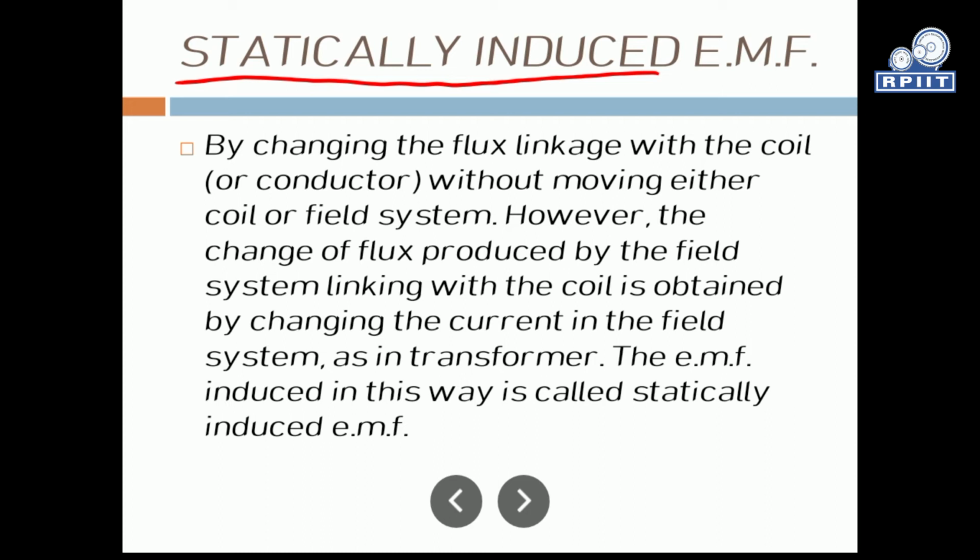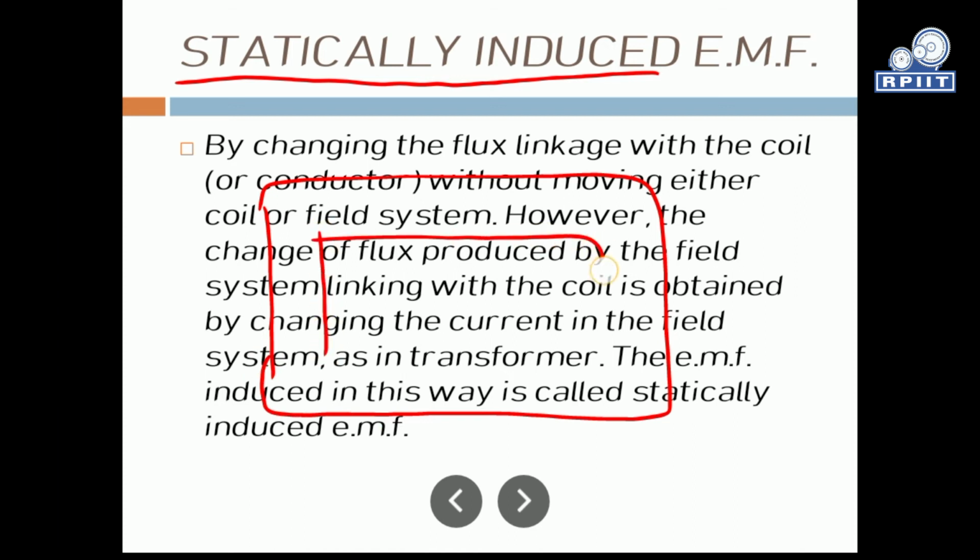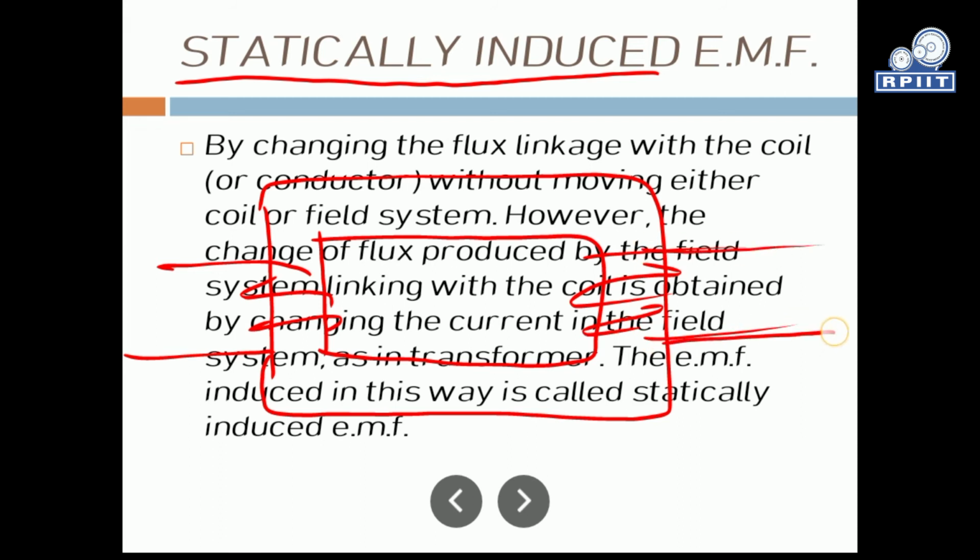Such type of induced EMF will occur in a transformer. For example, this is the transformer, in which there is no moving part or rotating part. Here the primary winding is wound on the primary side, and there is the secondary winding. When a voltage is applied across the primary winding of the transformer, then current will flow through the primary winding.